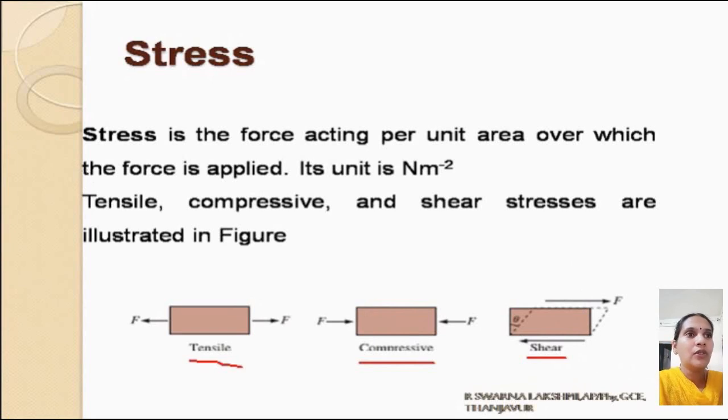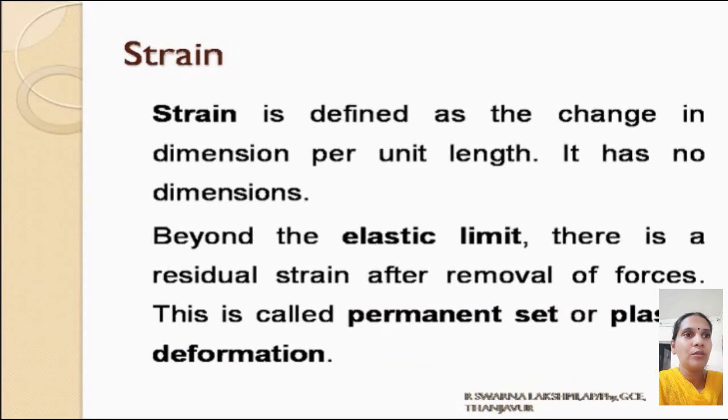Strain. Strain is change in dimension per unit length. In mechanical properties, we will be usually dealing with a material subjected to a tensile test. So, here it is usually increase in length by the original length. Since strain is a ratio, it has no dimensions.